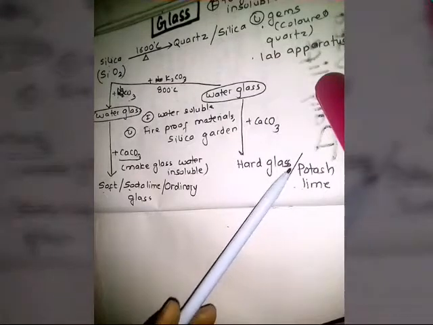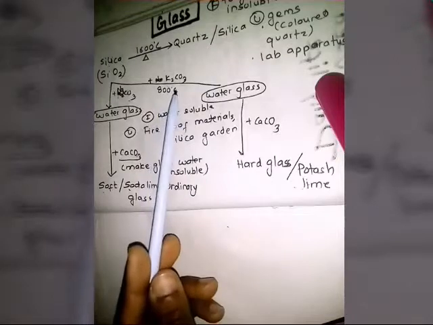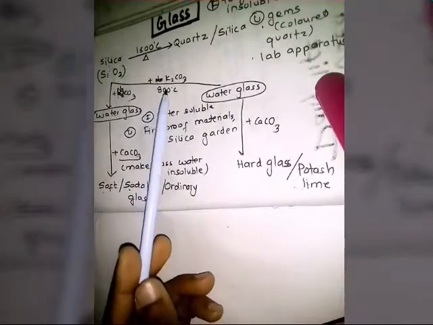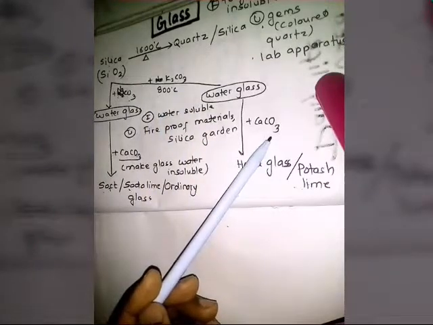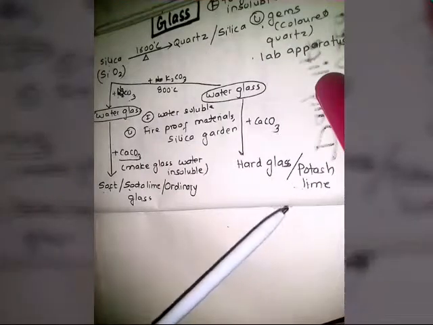Now we have already guessed in your mind. So this glass is made by heating potassium carbonate, so the word potassium is over there, and limestone, calcium carbonate, with silica, so it is called potash lime glass.